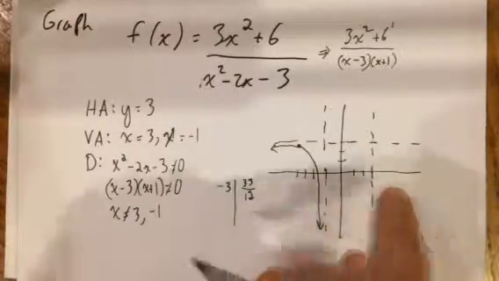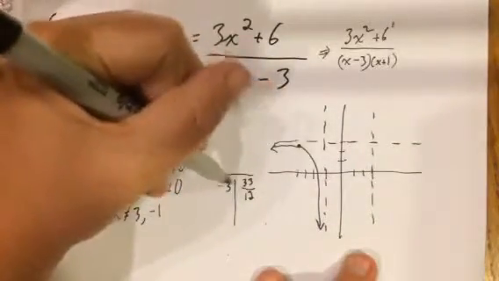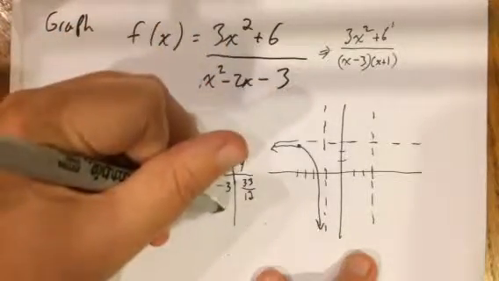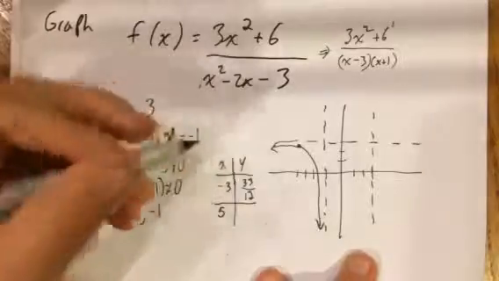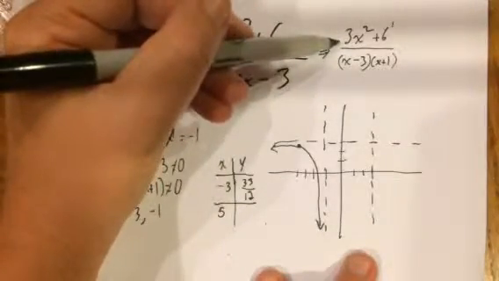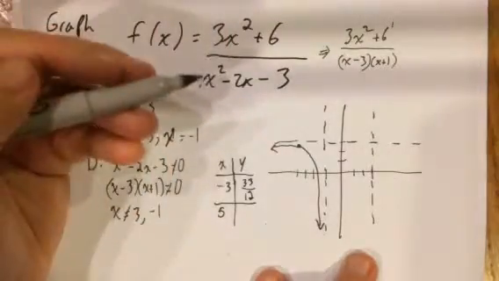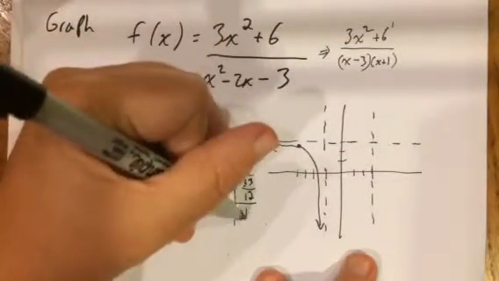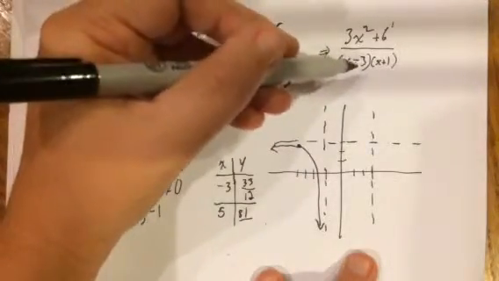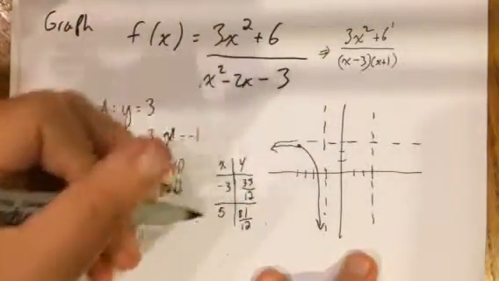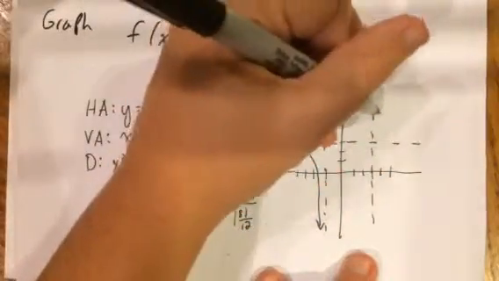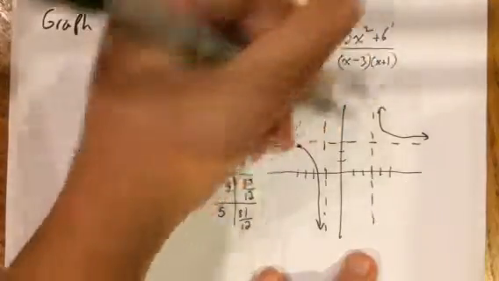I'm going to do the same thing over here. I'm going to plug in something greater than positive 3. So I'm going to go ahead and plug in 5 and just see what we get. So if I plug in 5, 5 squared is 25 times 3 is 75 plus 6, 81 over 5 minus 3 is 2, 5 plus 1 is 6, so over 12. That is much higher than 3. So if I plug in 5, I'm somewhere above 3.